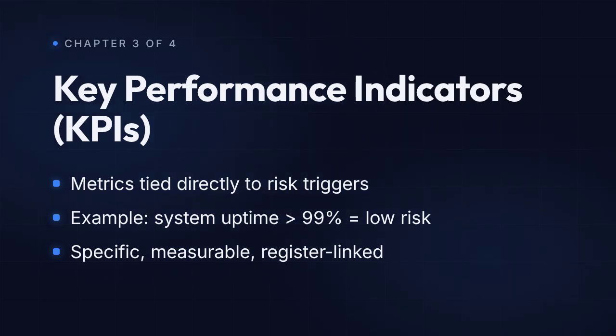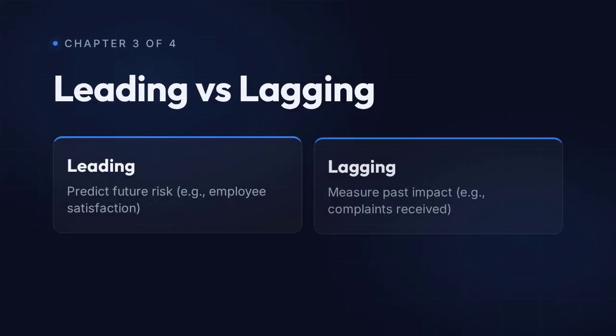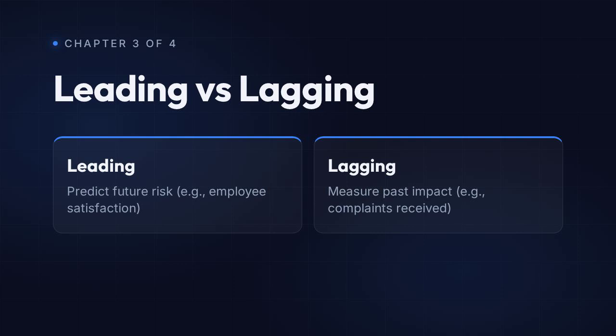The second mechanism is the distinction between leading and lagging indicators. This matters a lot. Leading indicators predict future risk. Employee satisfaction scores, for instance, predict turnover before resignations actually happen. Lagging indicators measure past impact. Customer complaints already received, incidents already logged. Both have value, but leading indicators give you time to react. Build your dashboard with a healthy mix.